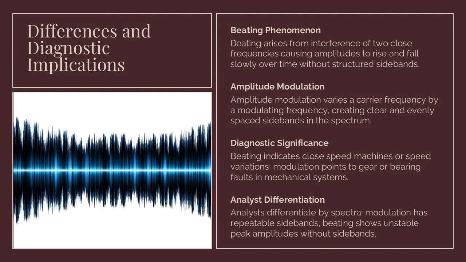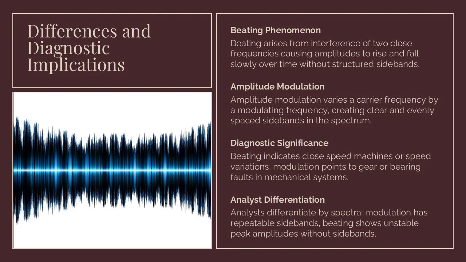In contrast, amplitude modulation involves one frequency, the carrier, being systematically varied by another, the modulating frequency, creating predictable sidebands around the carrier frequency in the spectrum. These sidebands are evenly spaced and repeatable, making them a reliable indicator of modulation.